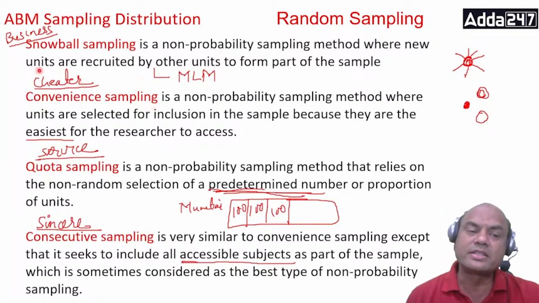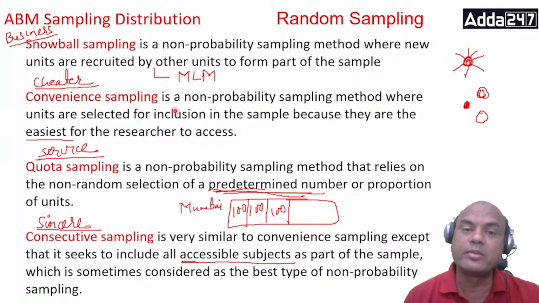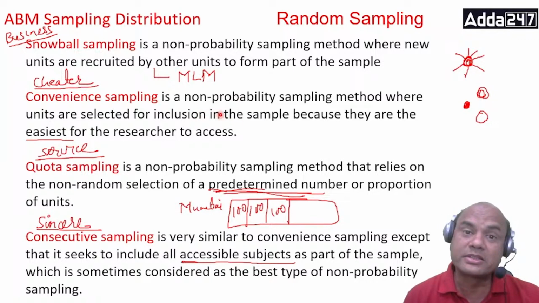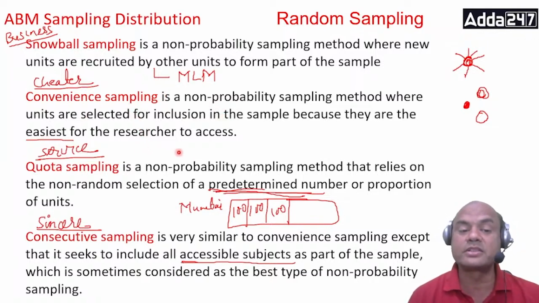Second is convenience sampling. Convenience is the cheater. It is a non-probability sampling method where units are selected for inclusion in the sample because they are easiest for the researcher to access. What do I mean by this? Suppose you tell me to do a survey of 15 persons in the city. And what do I do? I sit at my home. Who will go? Who is near me? Neighbors. I bring all my 15 neighbors and my family members. So that's convenience, because they are easiest for the researcher to access.